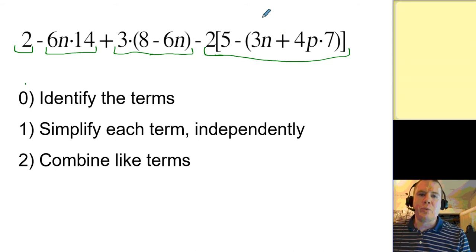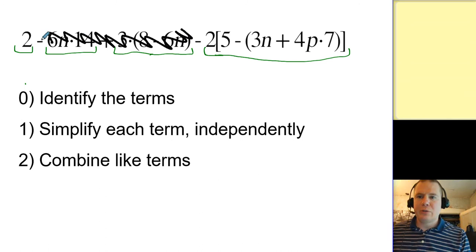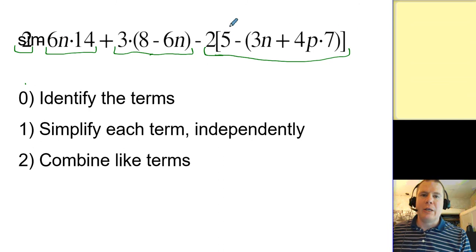Some problems might all be one term. If this weren't here, and this was my whole problem, this is all one term. It's starting as a multiplication, 2 times brackets, that's one term. Then I'm looking within the grouping symbols. Within the brackets, I have 2 terms, the 5 and the parenthesis. Within the parenthesis, I have 2 terms, the 3n and the 4p times 7. But for this whole problem, that's all one big term. Right?